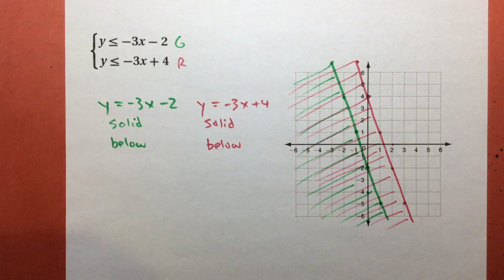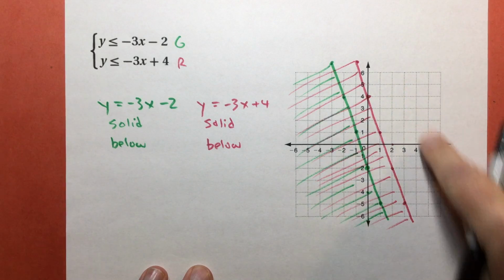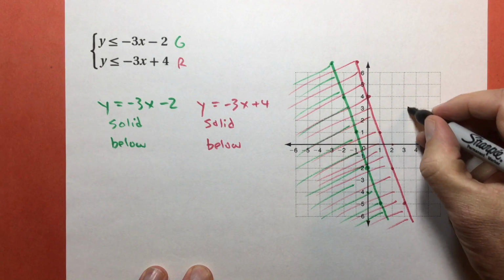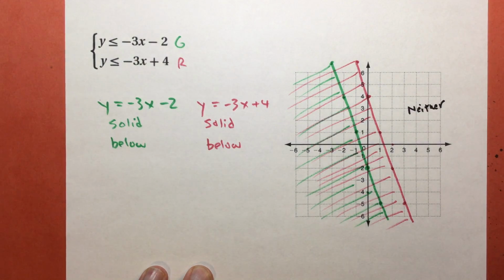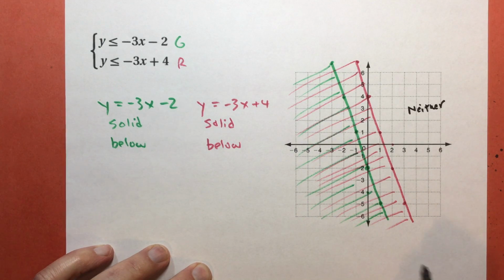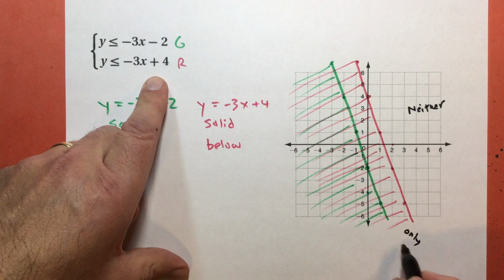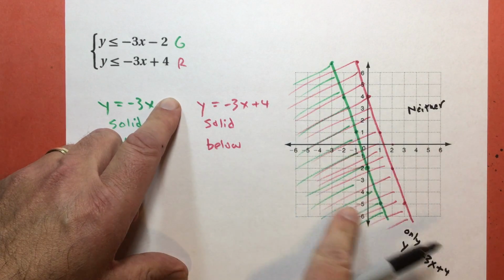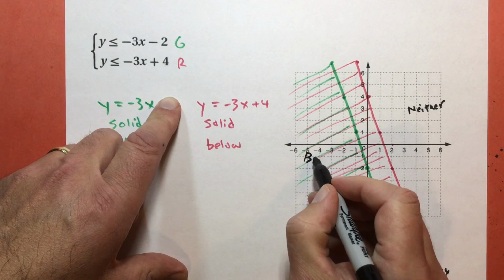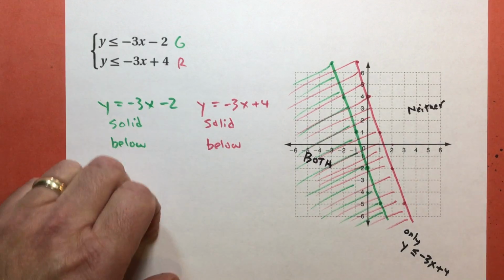Okay, now that's weird looking. Let's talk about what happens here. In this empty space over here, neither of the inequalities have any points in our solution. In this space between the boundary lines, this is only the red one, which is y is less than or equal to negative 3x plus 4. But this area over here, that's both of them.